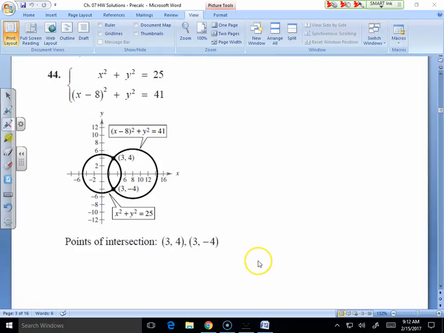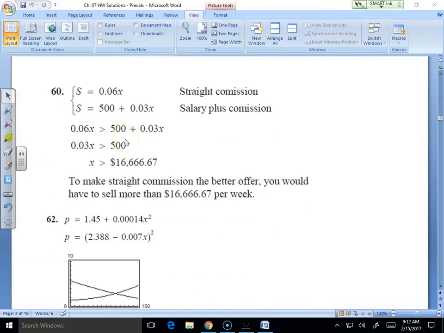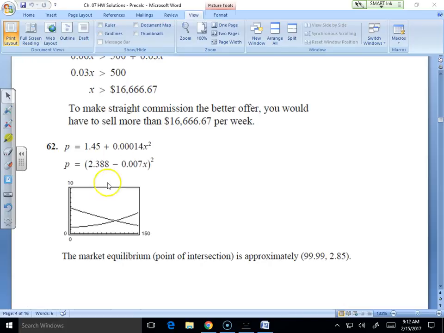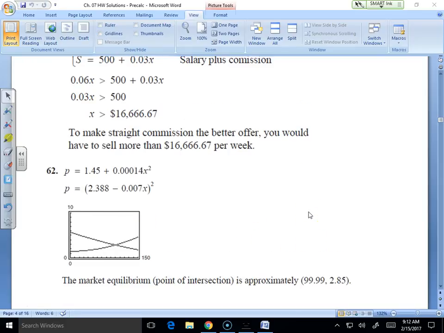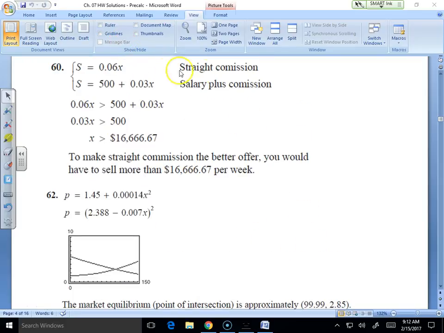The intersections are (3, 4) and (3, negative 4). Last but not least, number 60. Oh, we have 62 too, which is just to put into your calculator and then find the intersection point. The wording might have made it seem more complicated. For 62, you just find the intersection point using your calculator. But for 60, I think you guys had to make these equations, right?